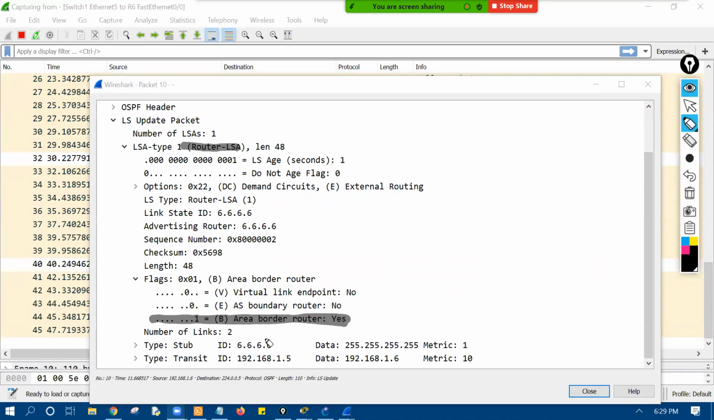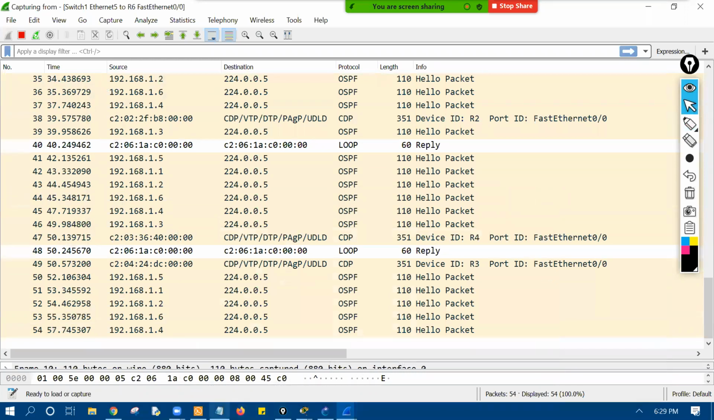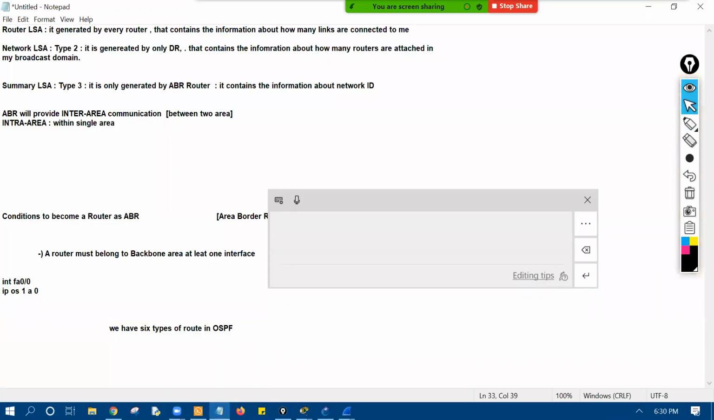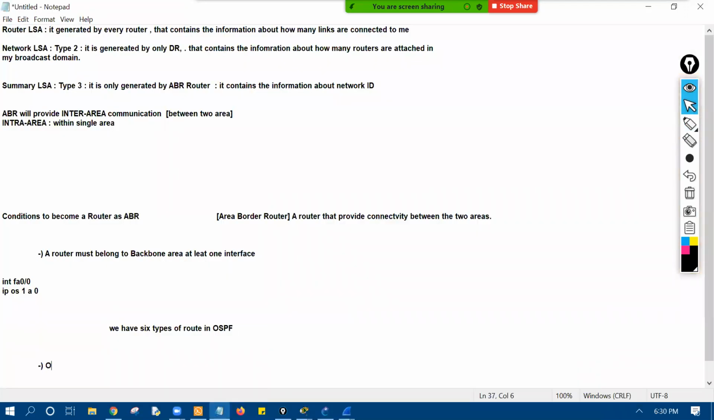See, this kind of question is not asked in the interview, but you must have the knowledge. Clear? Okay. So what I'm showing you, we have 6 types of routes in OSPF. The first is the O route.